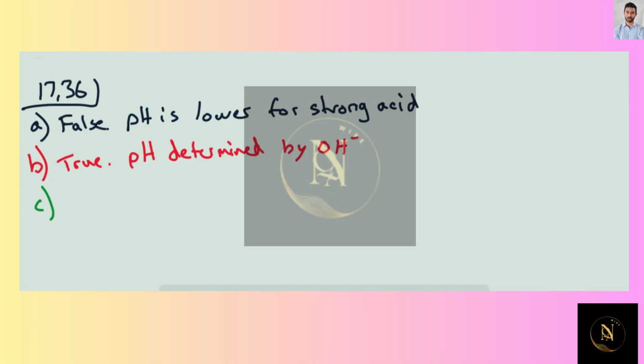Then the last statement which we're given in this question is that methyl red would be a suitable indicator for both titrations. Now if we look at the table in the book for the indicators, we see that methyl red's range is 4 to 6, so this is false.